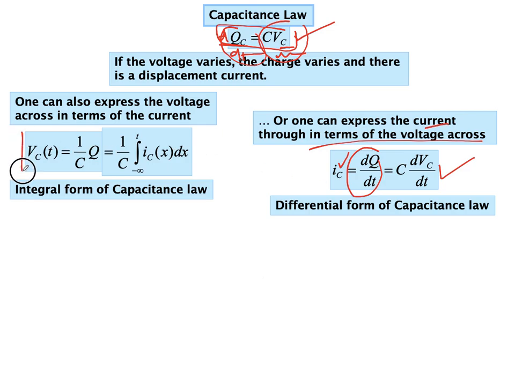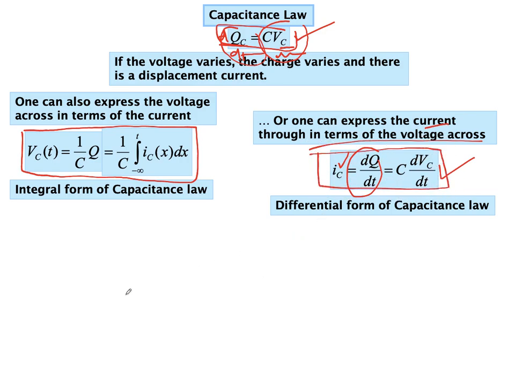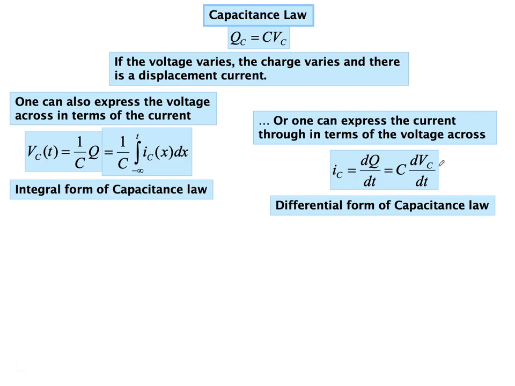So this is another important relationship. This is the integral form of capacitance law, and this is the differential form of capacitance law. It depends. If you want to find the current through any capacitor, we make use of the differential form of capacitance law. If you are interested in finding out the voltage across the capacitor, you make use of the integral form of the capacitance law. So these two relationships are very important to find out the voltage and current across any capacitor.